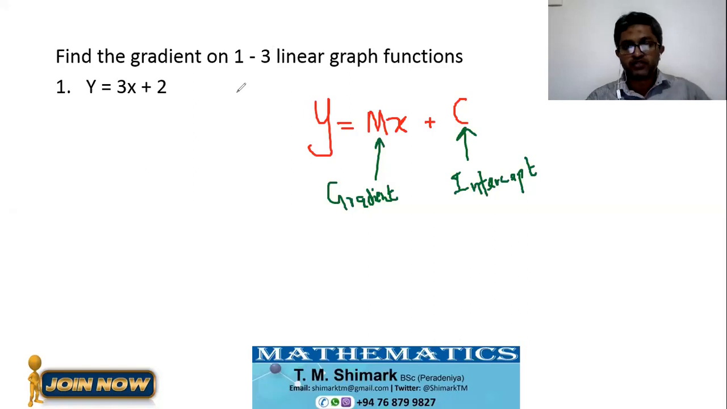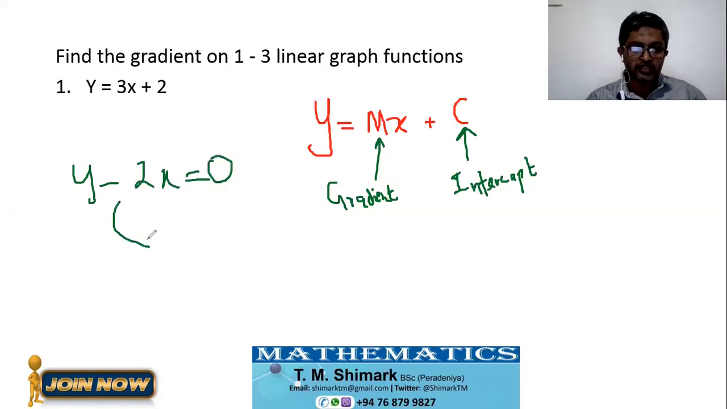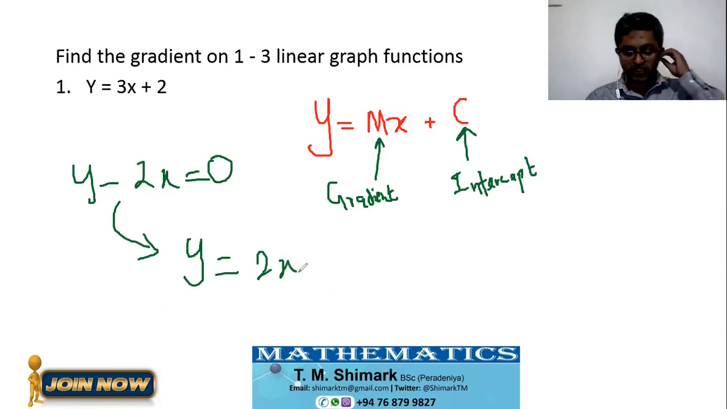To find out the gradient from a given equation, from any equation, you have to change that equation to this format. That's what our requirement is, right? If someone gives y minus 2x equals 0, you change this into y equals something. Y equals 2x, right? 2x goes to the other side, and the plus 0 is not needed. So y equals 2x. Now we can see the gradient here, right? Y equals mx plus c format we need.